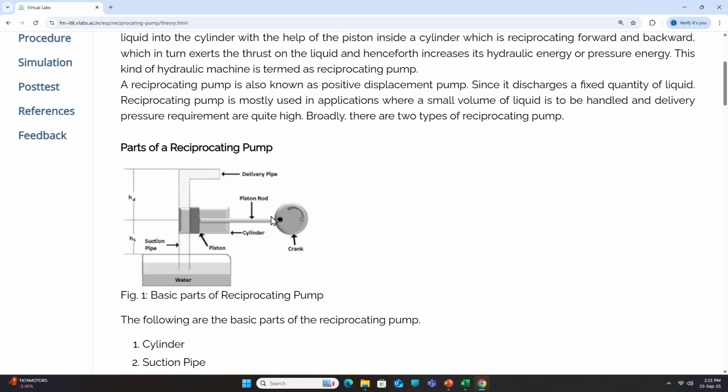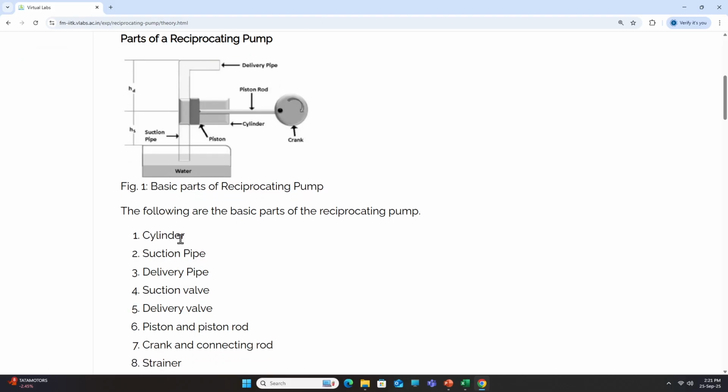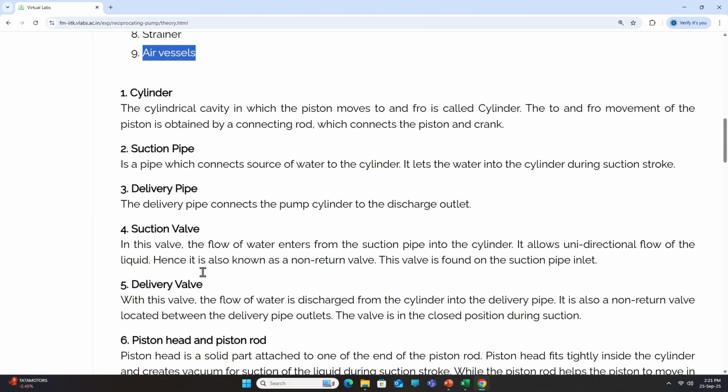There is a piston rod, there is a crank to run the piston, and there is a cylinder in which the piston is being reciprocated. So, there are components, as you see: cylinder, suction pipe, delivery pipe, suction valve, delivery valve, piston and piston rod, crank and connecting rod, strainer and air vessels. So, these are all components which are explained.